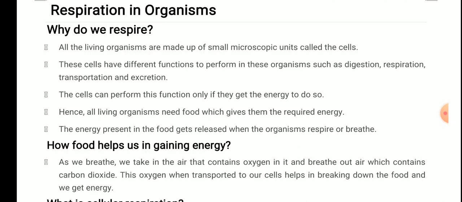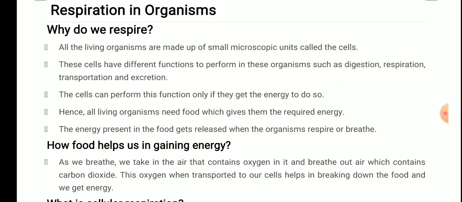Okay, so I told you that we breathe in oxygen. As we breathe, we take in air that contains oxygen and breathe out air which contains carbon dioxide. The oxygen, when transported to our cells, helps in breaking down the food and we get energy. Very important. See, oxygen through our nose reaches our lungs. From the lungs, the oxygen gets exchanged to the blood. The oxygen is also in the blood now, and I told you that from the small intestine the food is also in the blood. So both the components are in the blood.